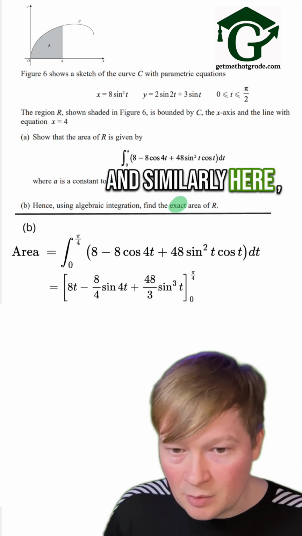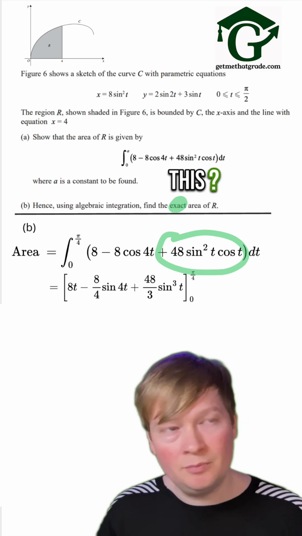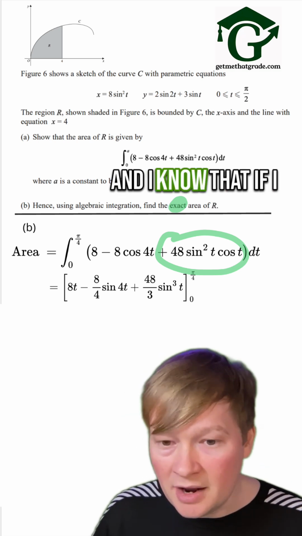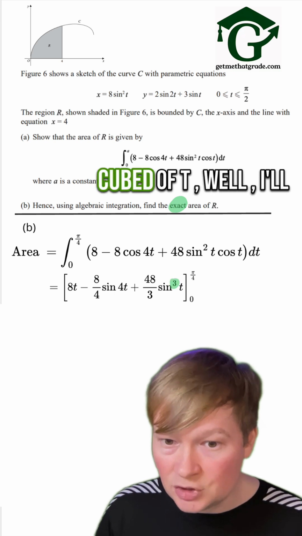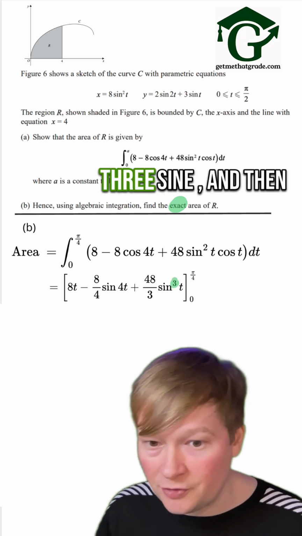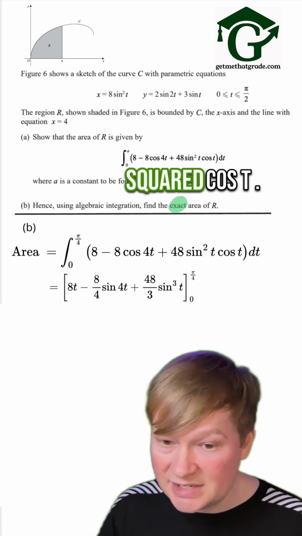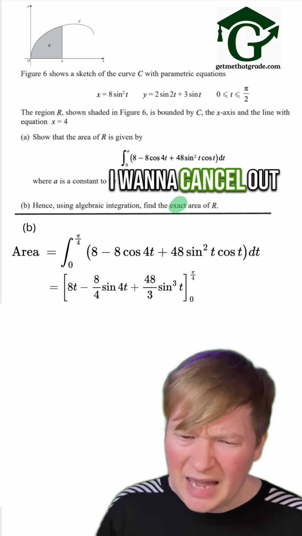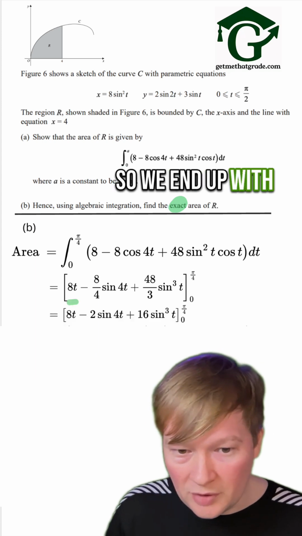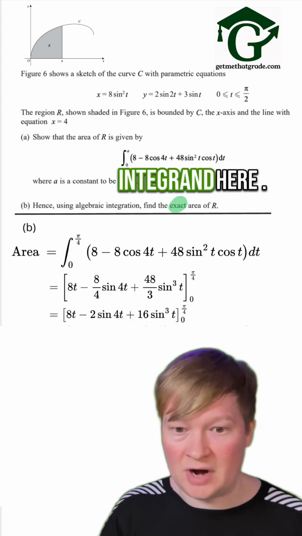And similarly here, how can I integrate this? Well, remember that integration is the opposite of differentiation. And I know that if I differentiate sine cubed of t, well, I'll take the 3 down to the front to get 3 sine, and then it will be sine squared cos t. I want to cancel out that 3, so I'm going to divide by 3. Okay, so we end up with this as our integrand here.